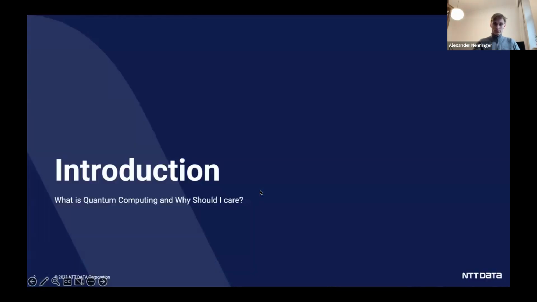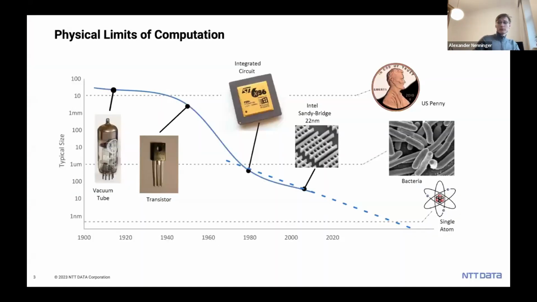Let me start with an introduction. The first question with a new technology always is, what is quantum computing even? Why should I care? Basically, what it boils down to is the physical limits of computation and computational hardware. We started in the 1900s with the vacuum tube. I mean, there weren't really any computers yet, but we at least could switch electricity with other electricity, which is nice. Then the transistor was invented in the late 1940s.